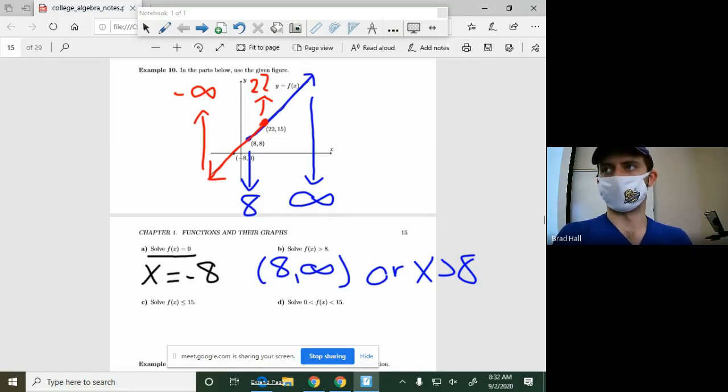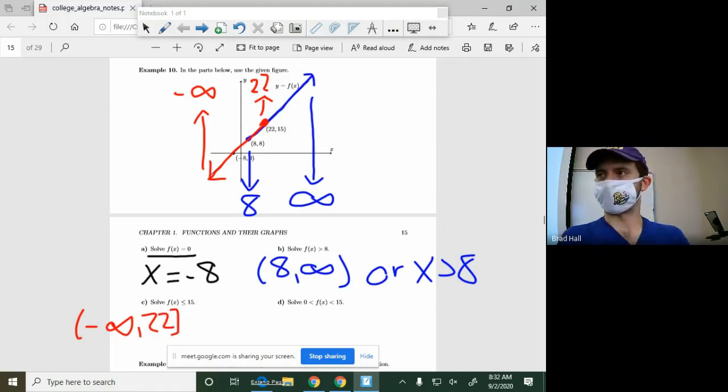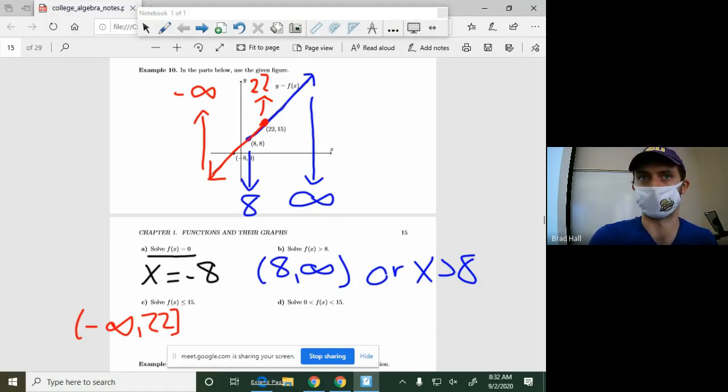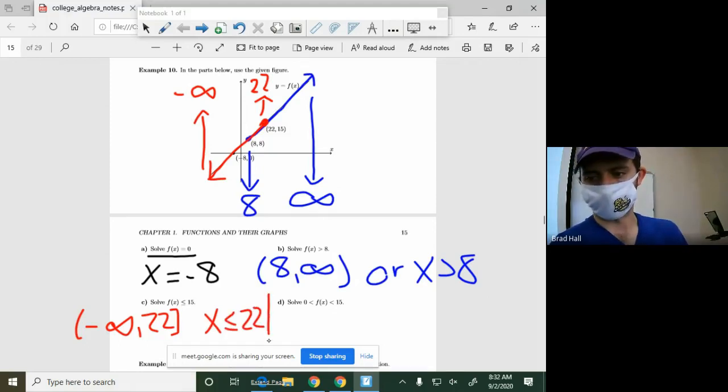Because again, we regard intervals based off of x values. I'm going to use a bracket here for 22 because the problem has an equal to component, as opposed to the previous problem, which did not. So I did not use a bracket. And again, I can't remember if they want interval notation or an inequality, so I'll put both.